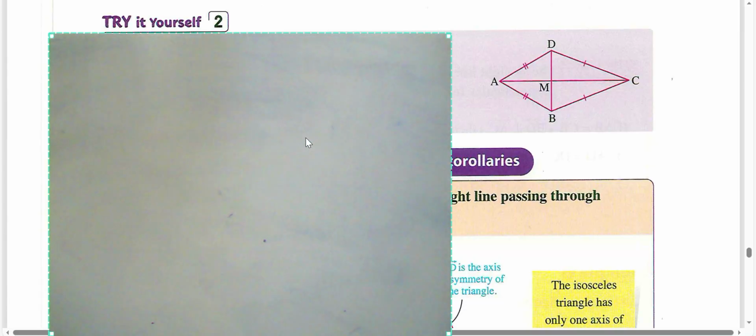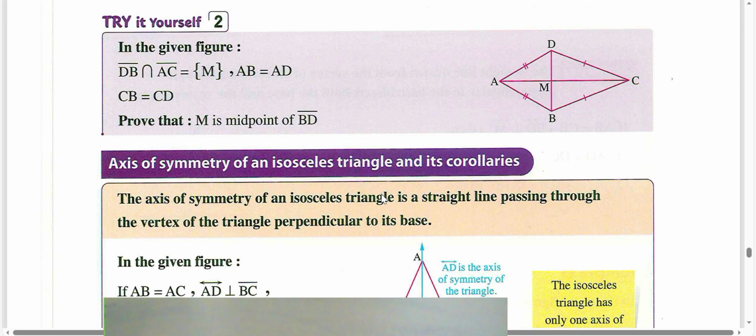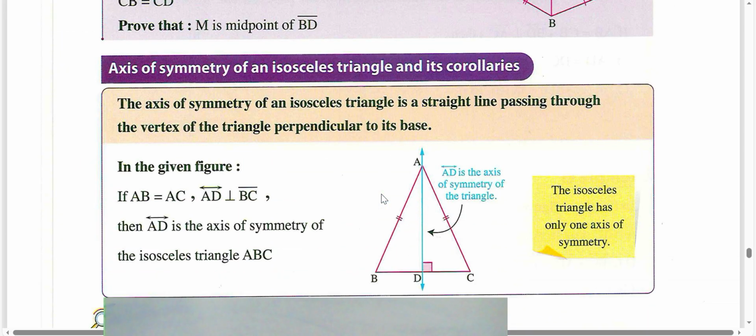Let's try it yourself, number 2, number 3. Now we'll explain the properties of the axis of symmetry in an isosceles triangle. The axis of symmetry in an isosceles triangle is a straight line passing through the vertex of the triangle perpendicular to the base.